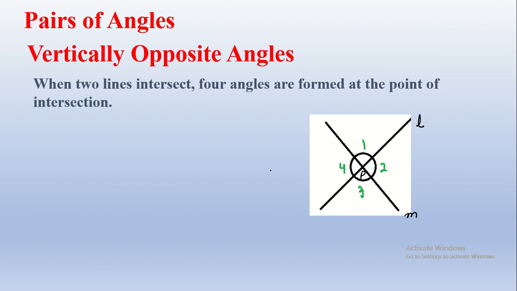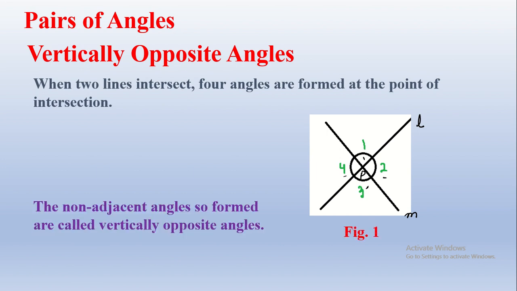As per the definition of adjacent angles, we read that adjacent angles are two angles which have a common vertex, a common arm, and the non-common arms lie on the opposite sides of the common arm. So angle 1 and angle 2 are adjacent angles. Similarly, angle 1 and angle 4 are adjacent angles. But angle 1 and angle 3 are a non-adjacent pair of angles. Similarly, angle 2 and angle 4 are non-adjacent angles.